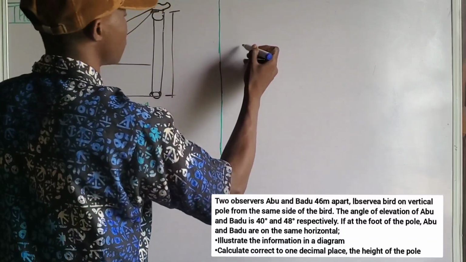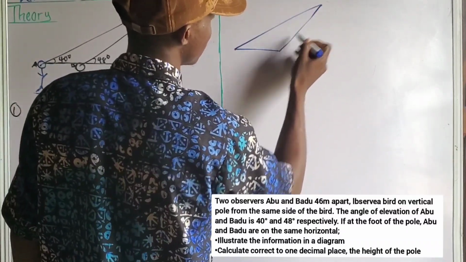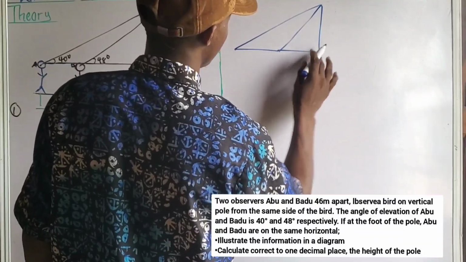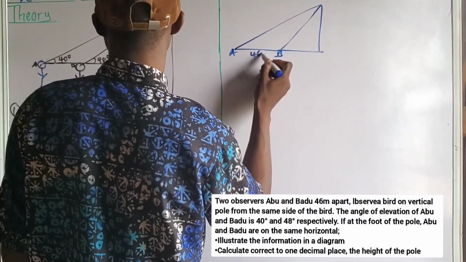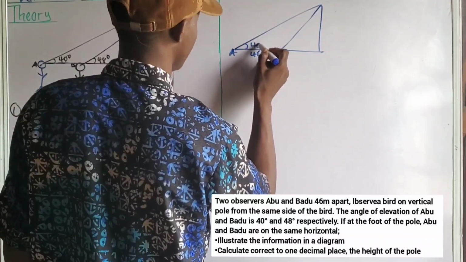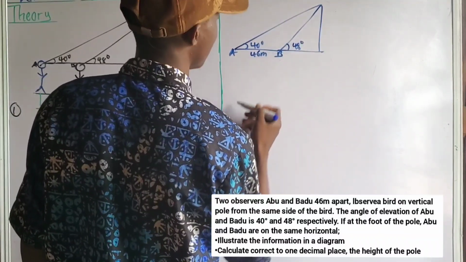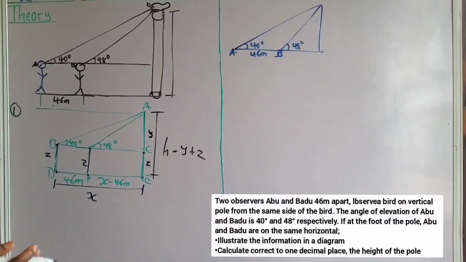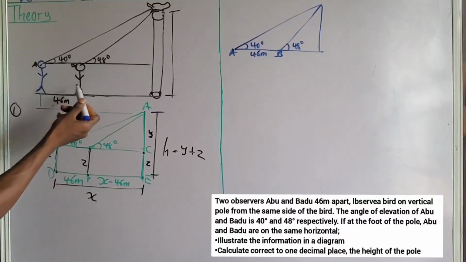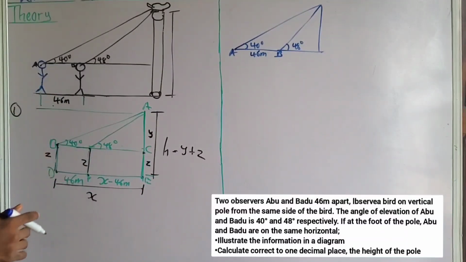So I'm going to have something like this. Abu here, Badu here, the distance is 46 meters, right? And the angle here is 40 degrees, and the angle here is 48 degrees. So this is the height of the pole. Now you can see. With respect to what we are given in the question, we would need the height of these people to determine the total height of the pole.